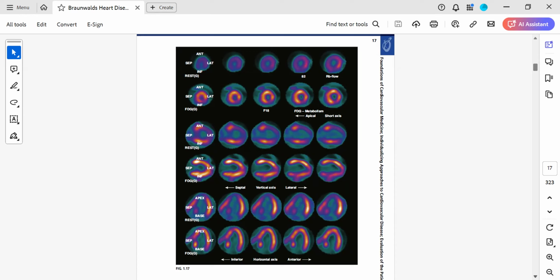And the fact that the FDG uptake is also low at that time shows us that it is likely a myocardial scar. There's no viable myocardium there. Because if there was viable myocardium, it should have given us a normal or increased uptake at that same point where the rubidium flow tracer was thinned out.